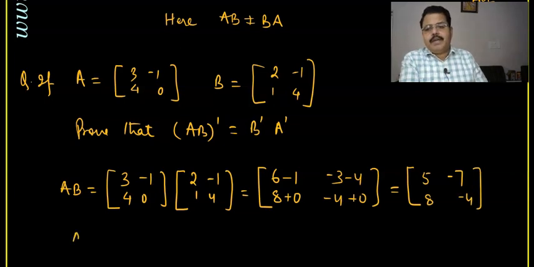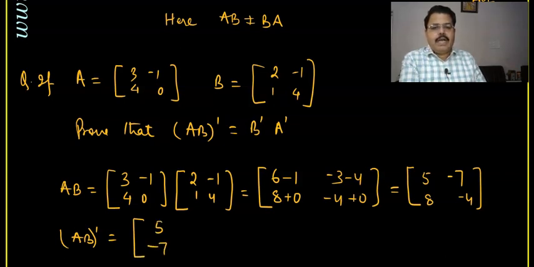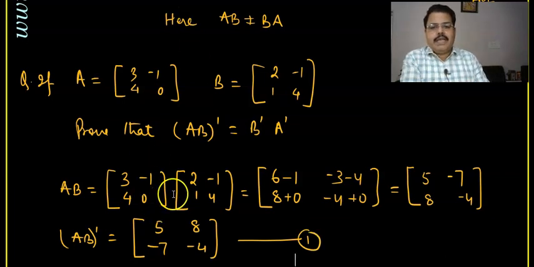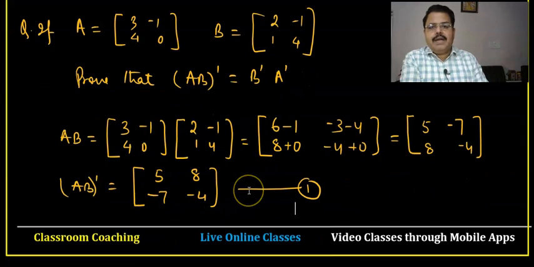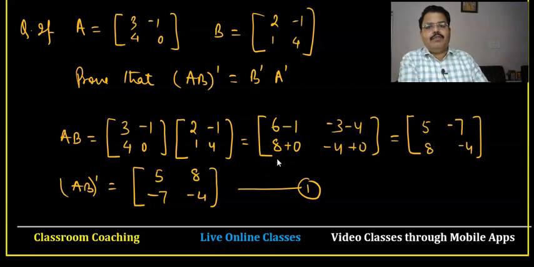Now, (AB) transpose is the transpose of AB. What output will come? The first row is written in the first column and the second row in the second column. So that will come, and this is equation 1. Now, this is the LHS, and we have to go for the RHS as well. That is B transpose and A transpose, and then we need to multiply.